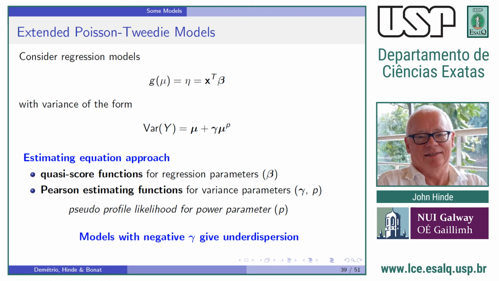And here's the added part. If we allow gamma to be negative, we can get under-dispersion. That'd be brilliant. Here's the bad news. If we do that, there isn't a probability model within the family.